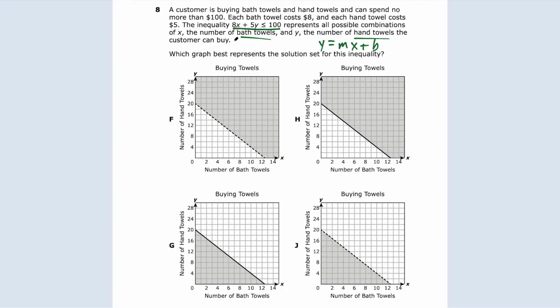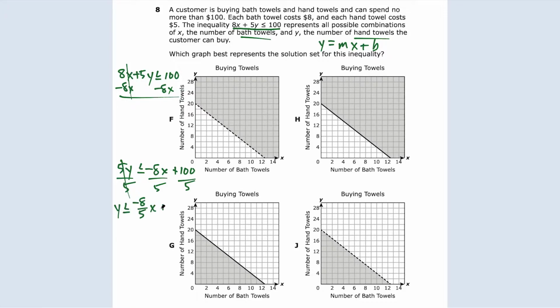And for this one, I would solve for y. So I would take this, I'll write it over here. We have 8x plus 5y is less than or equal to 100. And the first thing I would do is subtract 8x on both sides. So that's the first thing I'm doing. And I'll write the result over here. We would have 5y is less than or equal to negative 8x, and then we have plus 100. So now divide everything by 5. And what we have here, we have y is less than or equal to negative 8/5 x plus 100 divided by 5 is 20.